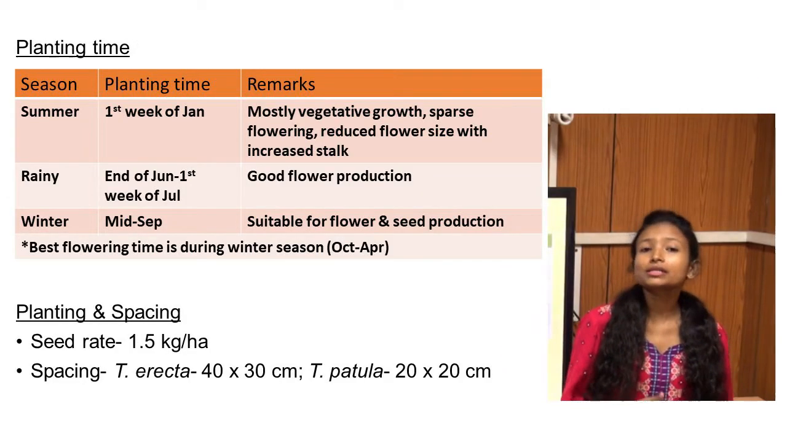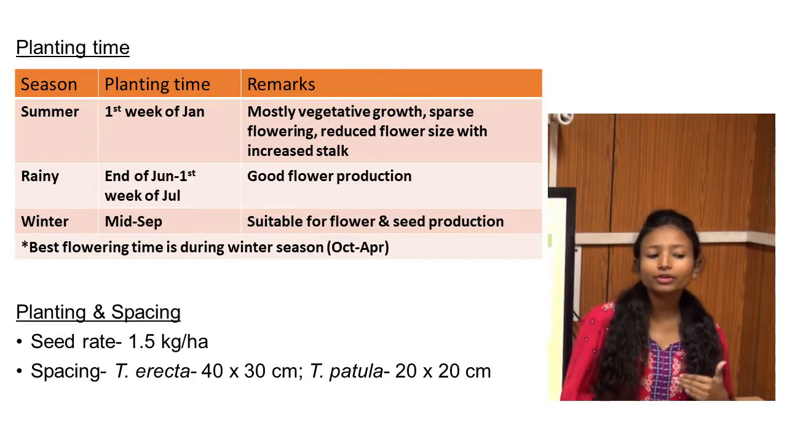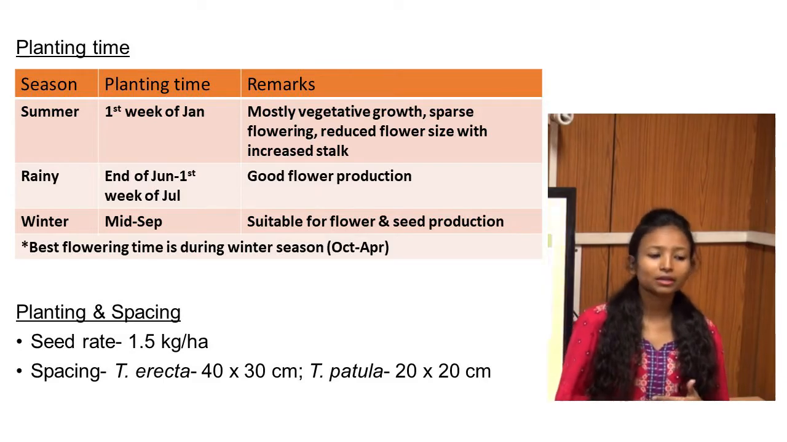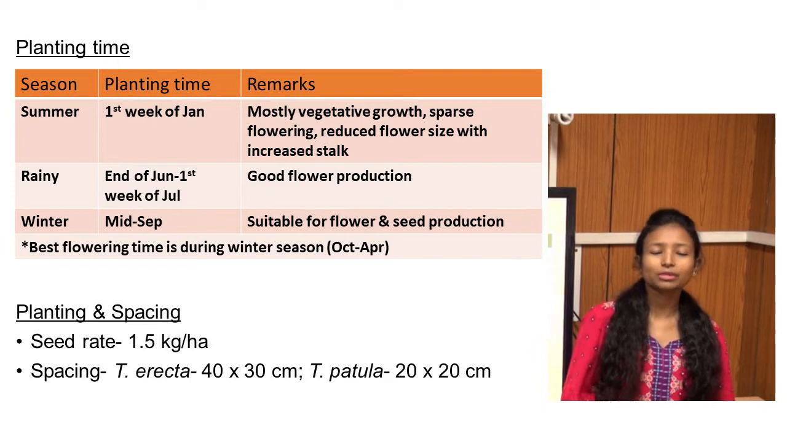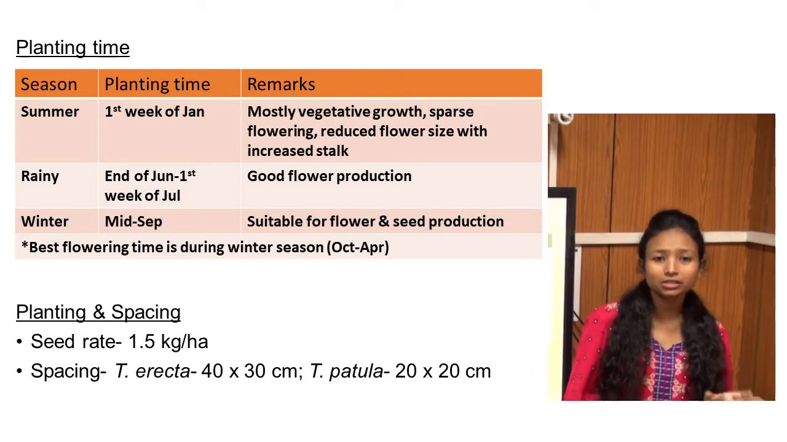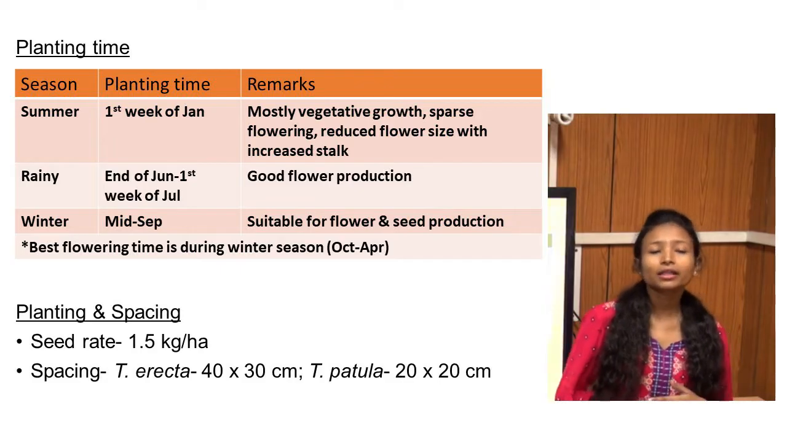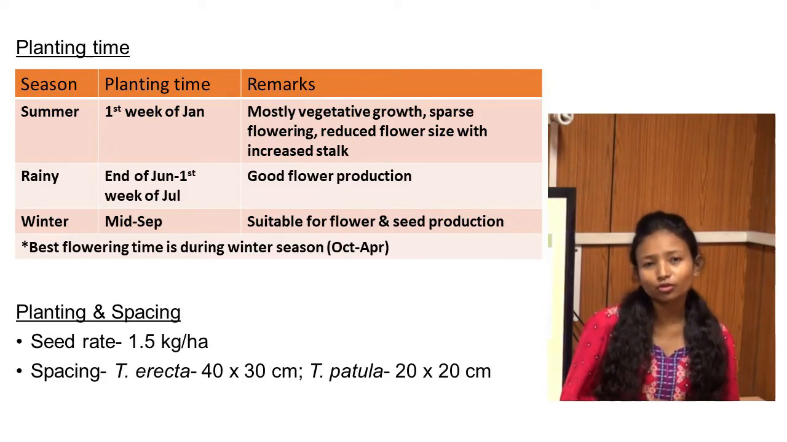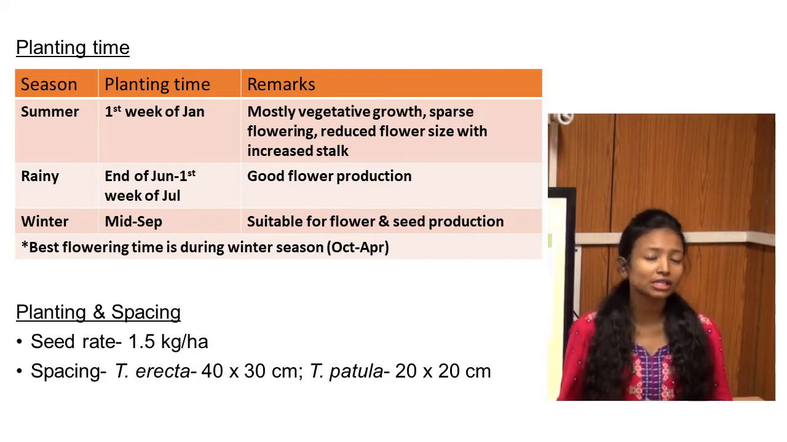Planting time. Okay, this marigold plant can be cultivated throughout the year. Based on different seasons of crops, planting time varies. For example, for summer season crop, the planting time is first week of January, and the characteristic feature of plants grown during summer season is that they mostly have vegetative growth, the flower size is small, and the flowering is also very sparse.